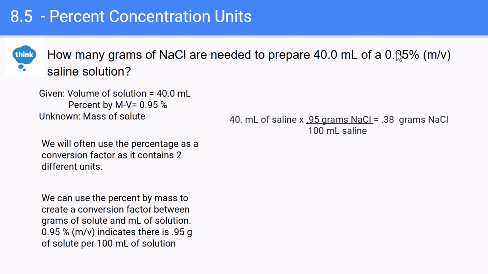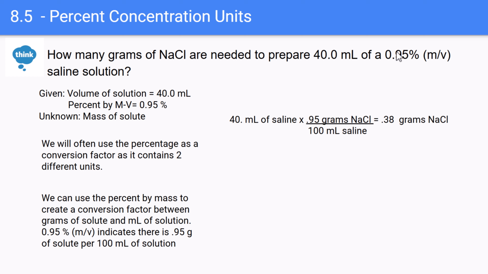I start with 40 milliliters of saline, and then I use that 0.95 grams of solute per 100 milliliters of solution as a conversion factor between my volume and my mass. And then I just simply work this out just like a normal dimensional analysis problem. We multiply across the top and divide by what's on the bottom, and I end up with 0.38 grams of NaCl.